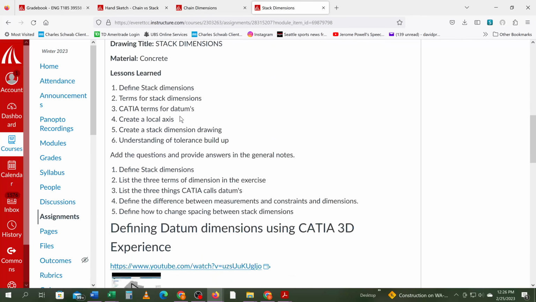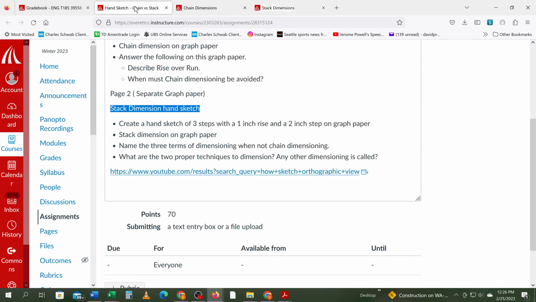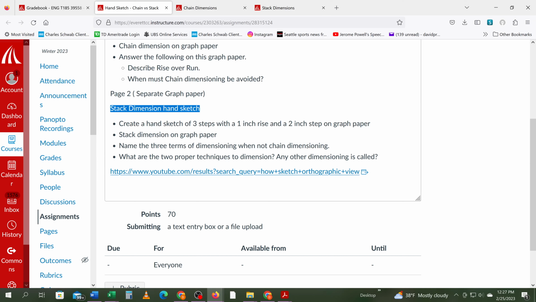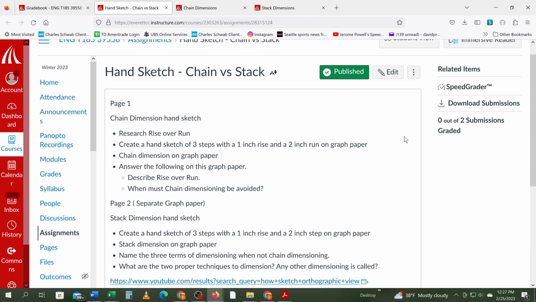And when you watch that video, this here would be an answer to one of the questions. The 2 techniques are the 2 techniques we talked about. So those are the 2 techniques. I believe in the last video what I said is if you're not doing chain dimension, you're not doing stack dimension, you're just making a mess. So anything else besides chain dimensioning and stack dimensioning is just a flat out mess. Okay? I hope that clarifies some of the stuff with the hand sketch exercise for the chain versus stack.